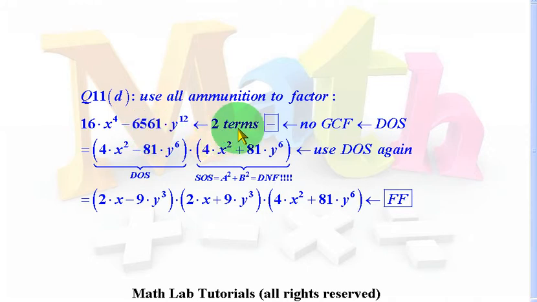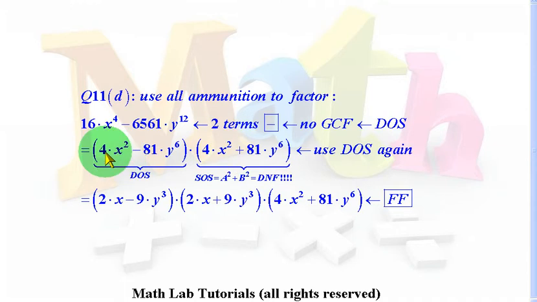Okay, so I notice 2 terms. There's a minus sign in between. There's no GCF. And we definitely have a DOS on our hands. So we're going to use the DOS formula. The square root of 16 is 4. The square root of x to the power 4 is x squared. Square root of 6561 is 81. Square root of y to the power 12 is just y to the power 6. So you copy 4x squared, 81y to the power 6, and just copy it down again. You put a minus sign there and a plus sign there for DOS factoring.